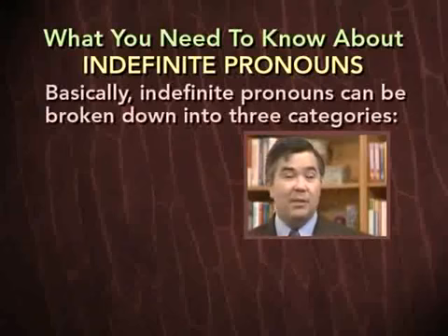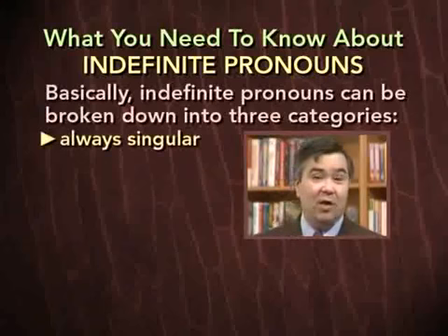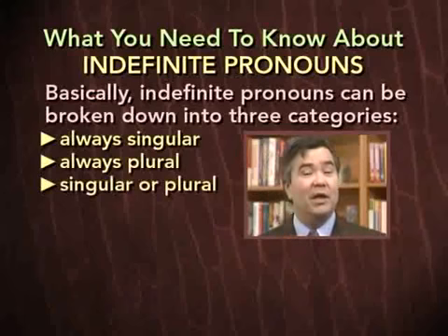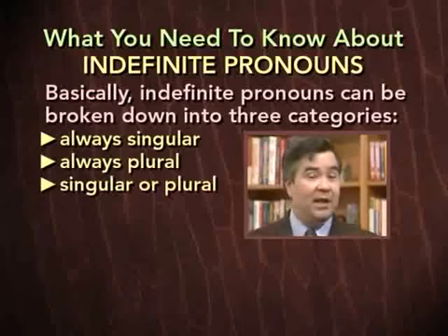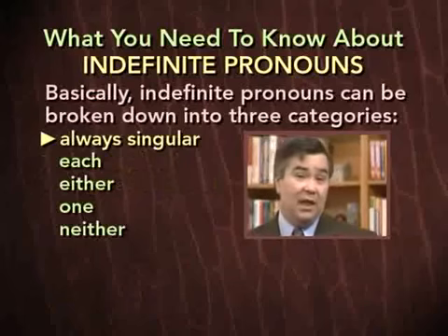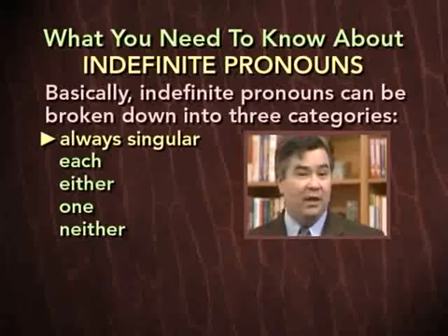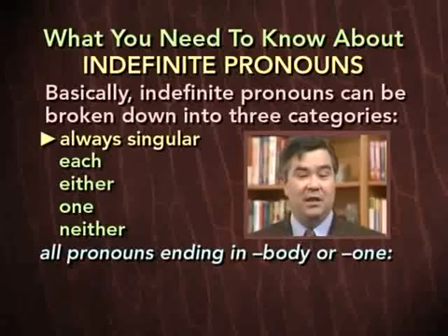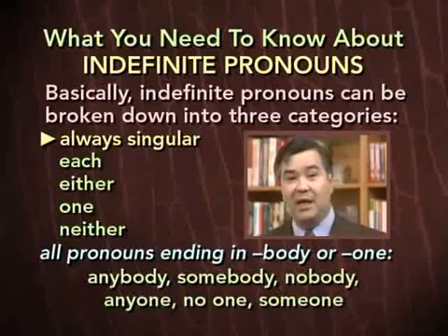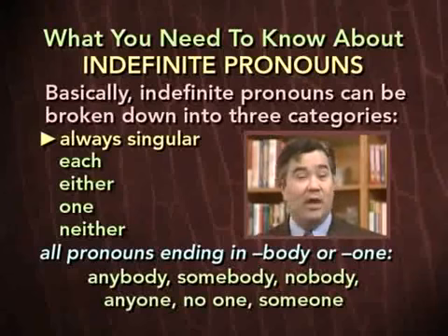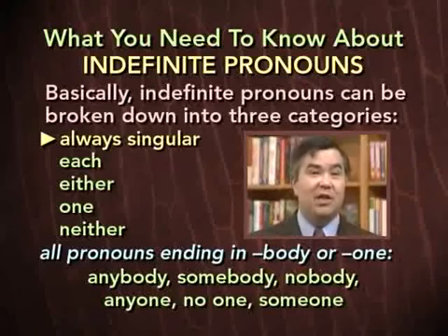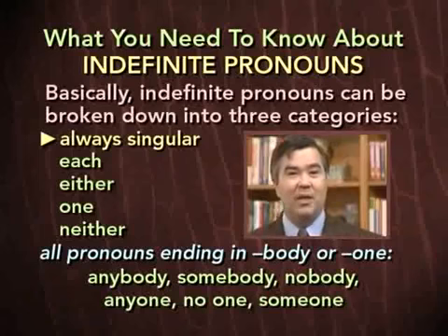Basically, indefinite pronouns can be broken down into three categories. Some are always singular, some are always plural, and some may be either singular or plural, depending on the context. The following indefinite pronouns are always singular: each, either, one, neither, and all pronouns ending in body or one, such as anybody, somebody, nobody, anyone, no one, and someone. Whenever you use one of these indefinite pronouns as the subject of a verb, always consider the pronoun singular and use a singular verb as well.